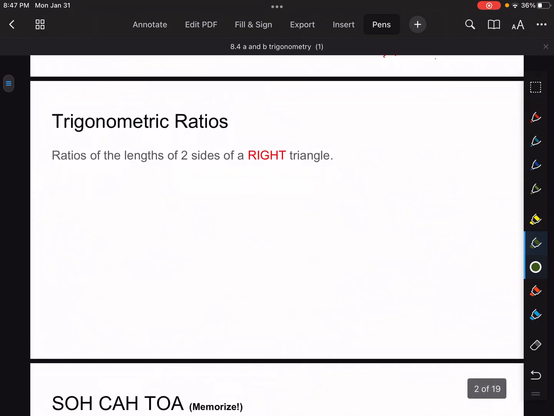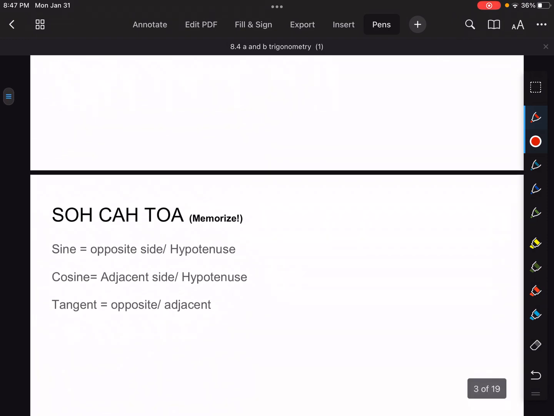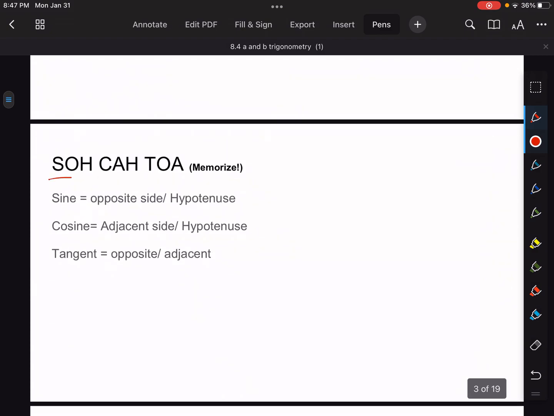So, trig ratios. Ratios of the lengths of two sides of a right triangle. That is important that we're talking about a right triangle right now. That's the only kind of triangle in which this works. There's some special things we can do with non-right triangles, which we'll learn later, but for now we're just looking for right triangles. So what I want you to memorize, if you haven't done so already in an earlier class, is this little saying, SOHCAHTOA. SOHCAHTOA, what that represents is the S in SO represents the sine.